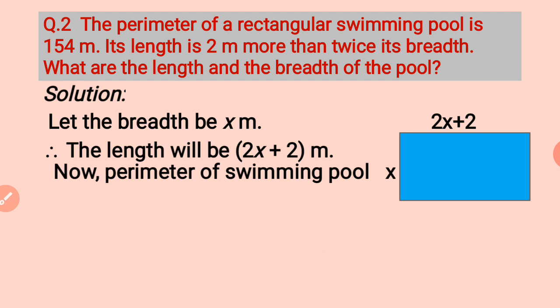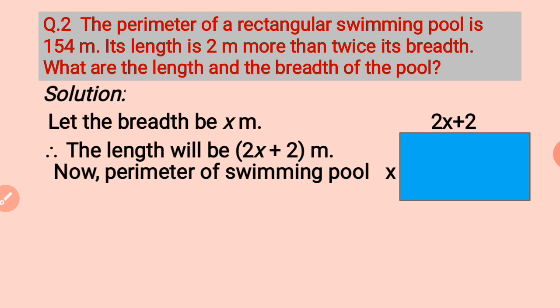So plus 2, twice the breadth. 2 meter more than twice the breadth. Twice the breadth is 2x and 2 meter more is plus 2. So children, in the figure also it is written the breadth to be x and the length to be 2x plus 2. I hope the concept is now clear.